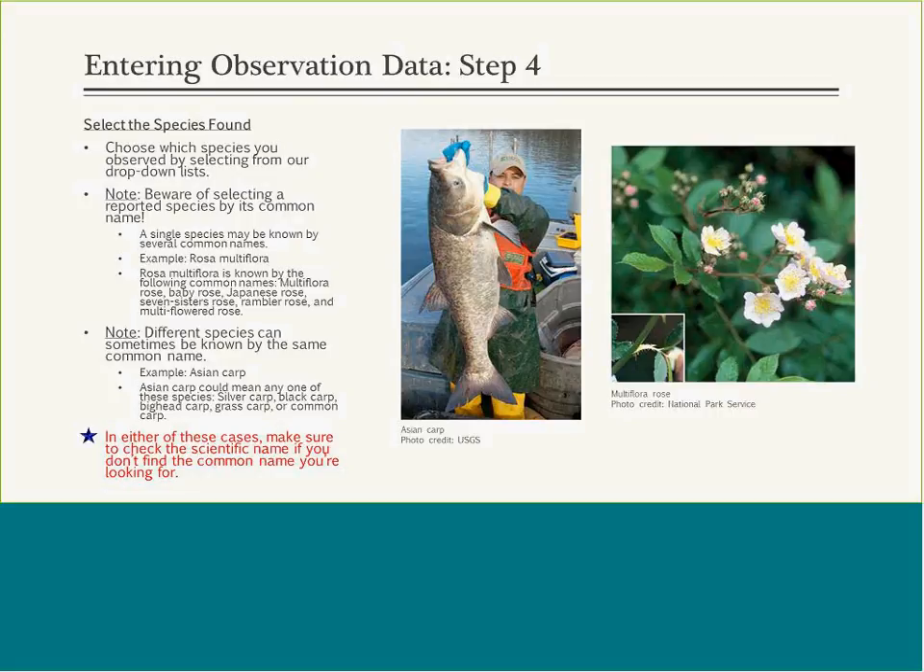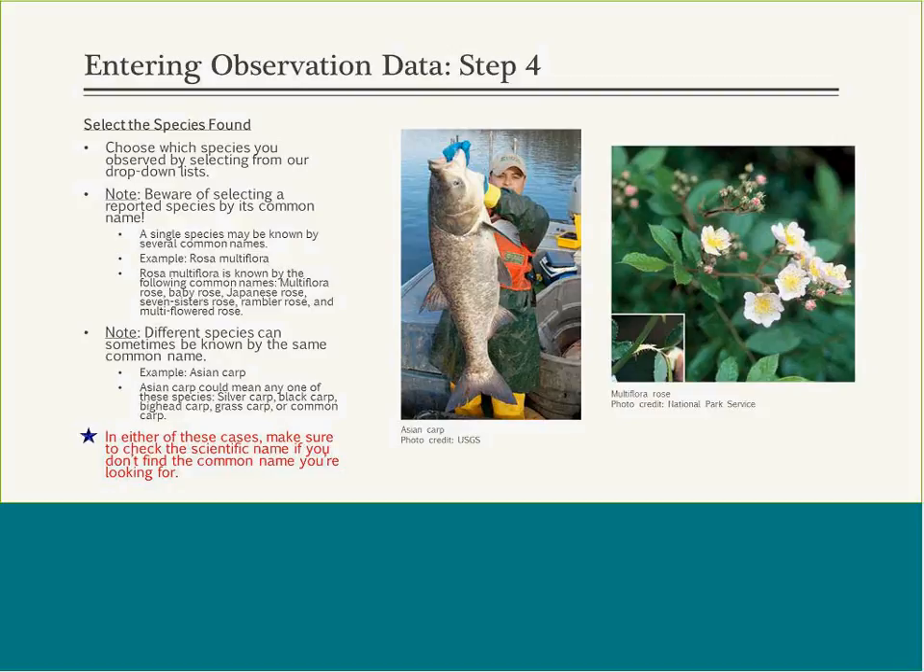Also, sometimes different species can be known by the same common name, and an example of that is Asian carp. So we differentiate the different species of Asian carp by breaking them down and saying silver carp, black carp, bighead carp, grass carp, and also common carp. So reporting on Asian carp, again, you're not going to find that common name in our system.